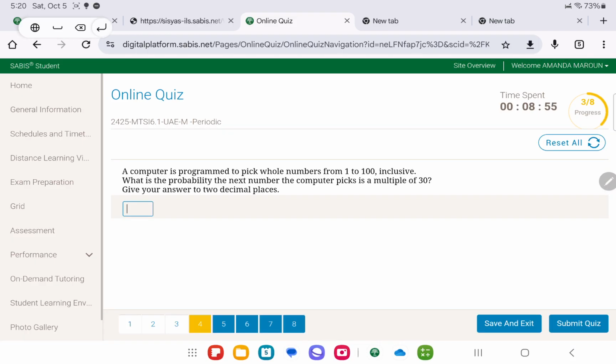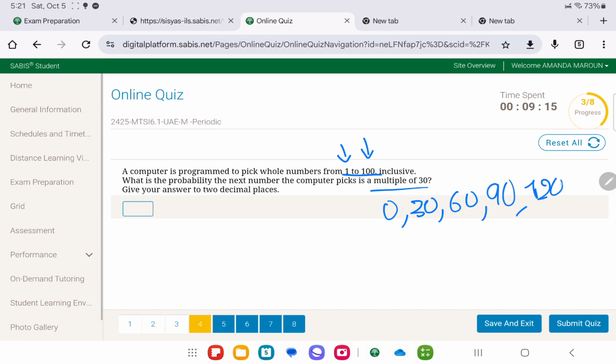Number 4. A computer is programmed to pick whole numbers from 1 to 100 inclusive. So that means they're including 1 and 100. What's the probability that the next number picked by the computer is a multiple of 30? Let's list the multiples of 30 from the top of our mind: 0, 30, 60, 90, 120, etc.